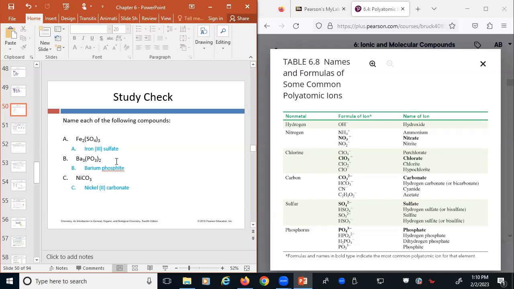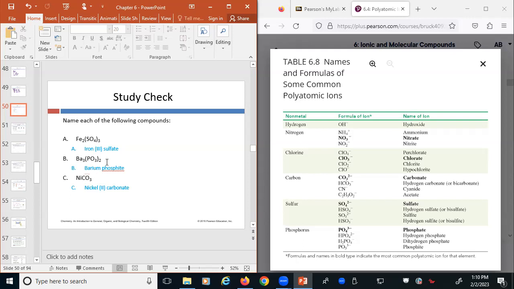In the second example, we're dealing with a phosphide ion here. This is barium phosphite. And again, barium is a main group element. It's on the part of the table that does not have flexibility in charge, so we don't need a Roman numeral. It's not a transition metal.